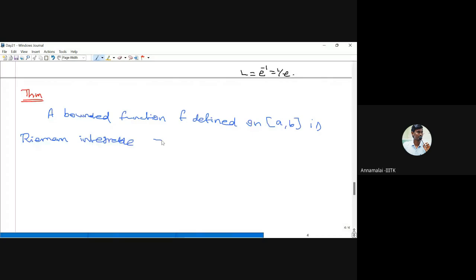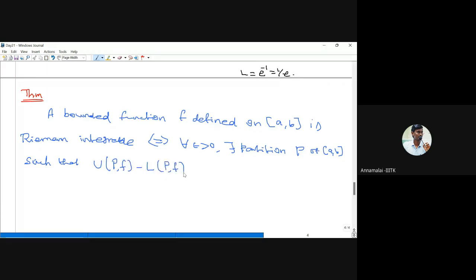for every epsilon greater than 0, there is a partition P of the interval a comma b such that the upper sum of f with respect to P minus the lower sum of f with respect to that partition is strictly less than epsilon. For any epsilon, if we can find a partition P such that the upper sum minus lower sum is less than epsilon, then we say f is integrable. This is another important theorem.